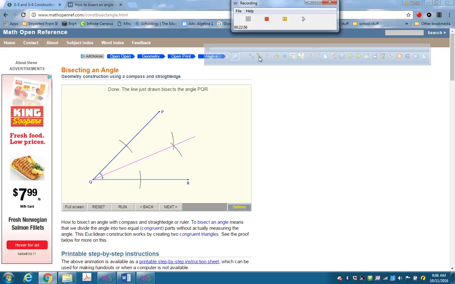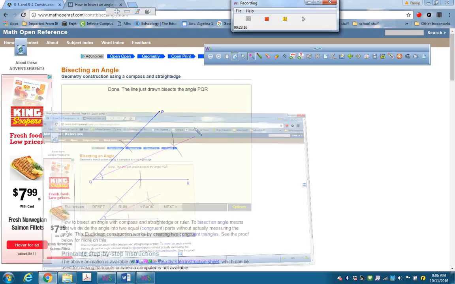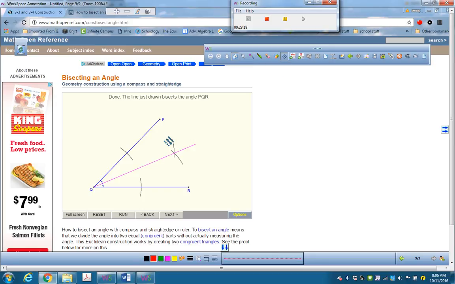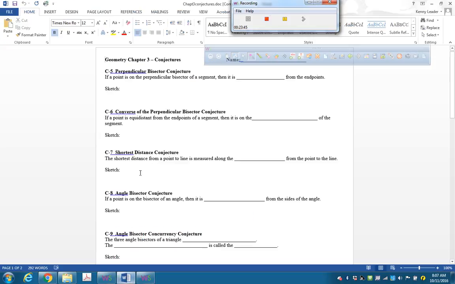What do you think is true about the distance? Say I were to put a point on this angle bisector, and I were to go perpendicular to this side, anywhere on that point. If I were to measure this distance and this distance, what do you think is true about those two distances? They're the same. As long as you go perpendicular to there and perpendicular to there, those two distances are the same. And that's conjecture C8.